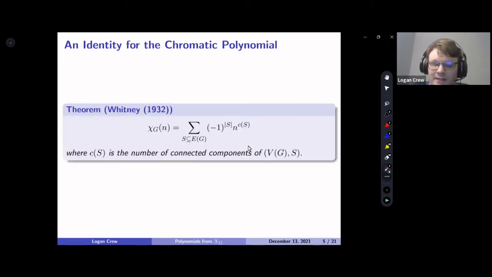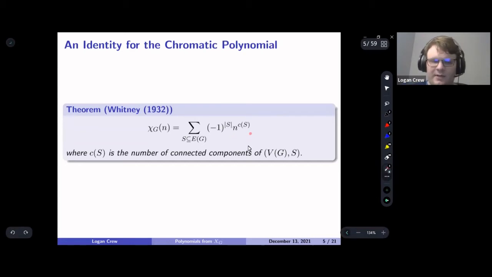And one classic identity for the chromatic polynomial was shown by Whitney, among other things, in 1932, when he showed that if you sum over all subsets of the edge set of a graph, you get a sum over a sign for the size of that subset, and you get this n to the number of connected components of the graph using only the edges in S.